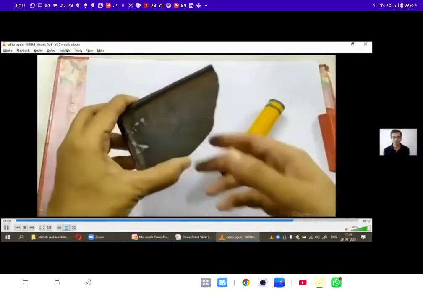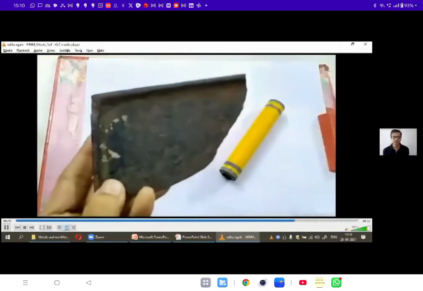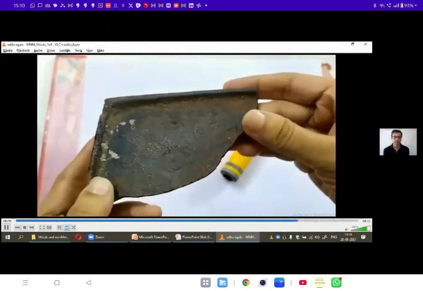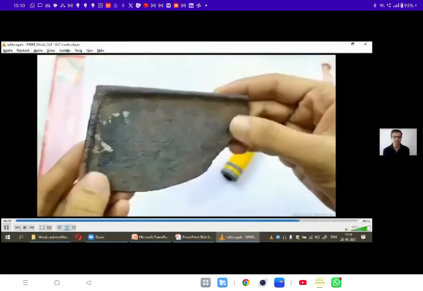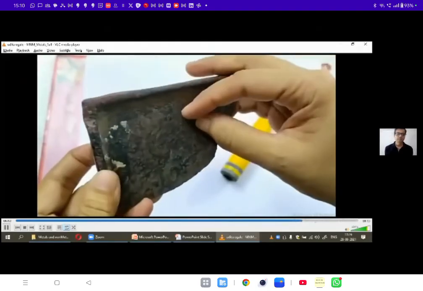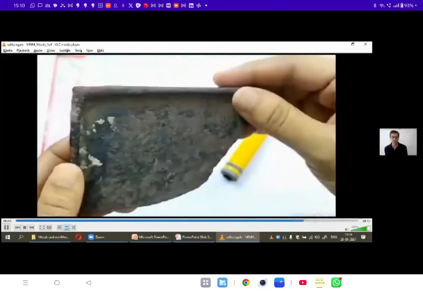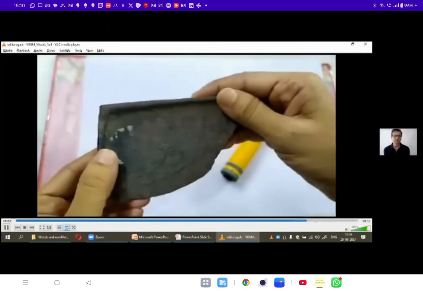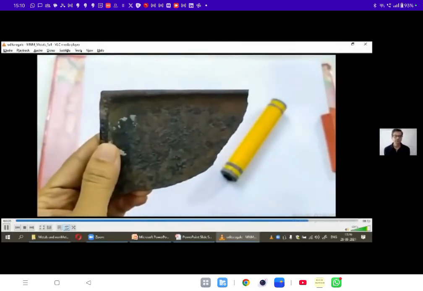This piece is made of cast iron. That means iron plus a comparatively large amount of carbon as compared to steel. It is also called pig iron. It is very hard. That means it is very difficult to make scratches on the surface. Also, it is brittle. That means if you drop it from a height or if you hammer it, it will break into pieces.